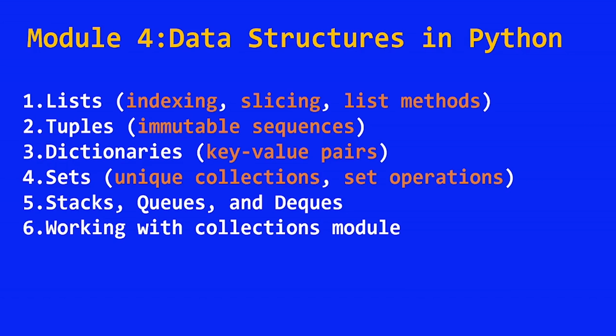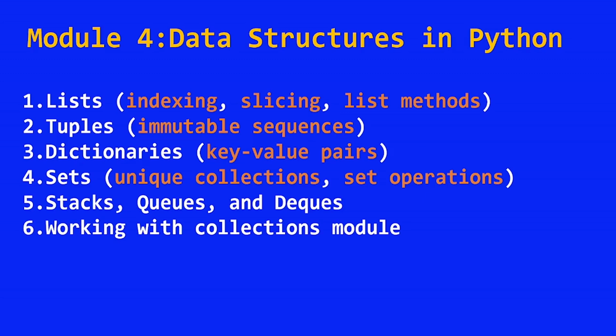And in this module, we're focusing on data structures in Python. So we have 6 subcategories which we'll be covering in this module. Subsection 1 will entail lists, and we'll look at list indexing, list slicing, list methods. Subsection 2 will look at tuples, which are immutable sequences. And subsection 3 will be dictionaries, that is key value pairs.